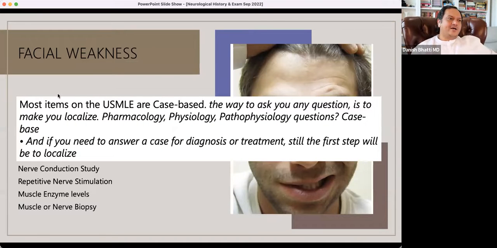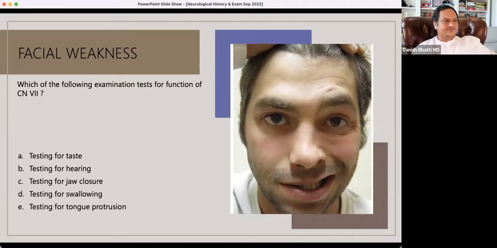Now, I also want to bring up that in most places where you have testing, the test starts with a scenario, and you have to first diagnose the scenario before you can answer the question, even though the question is pharmacology or physiology or pathophysiology or next best step in management. But understanding the diagnosis is still the most important first step before you can answer that question.